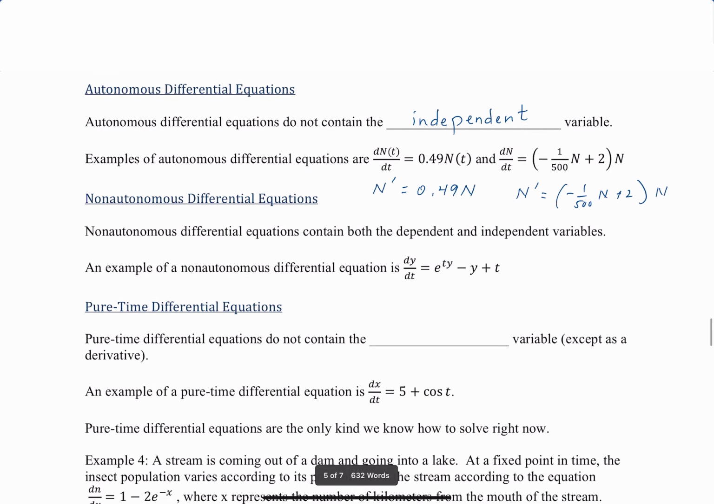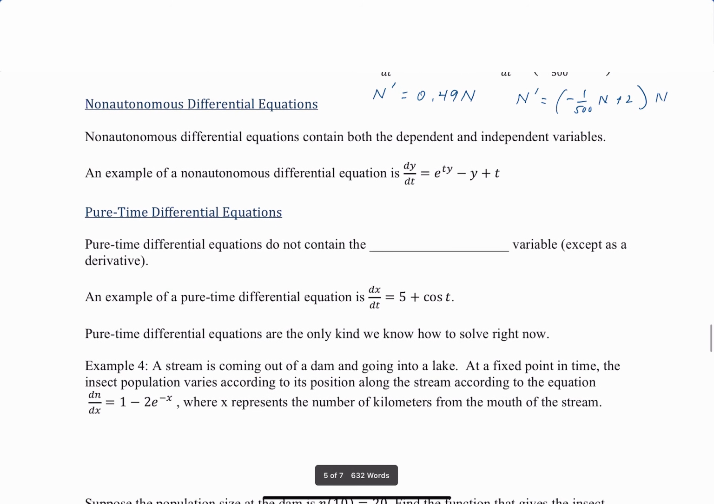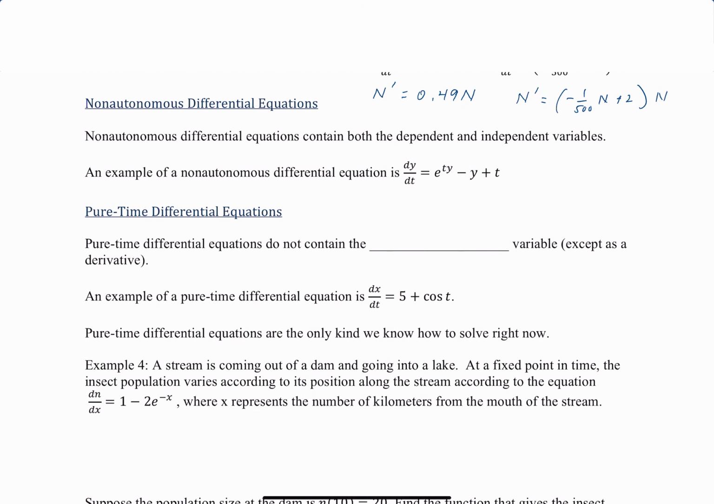Non-autonomous differential equations contain both the dependent and independent variables. An example of a non-autonomous differential equation is dy/dt equals e to the t times (y minus y plus t)... so notice on the right-hand side we have both y and t. And even if I were to rewrite that derivative as y prime, I would still see both y and t in the equation.